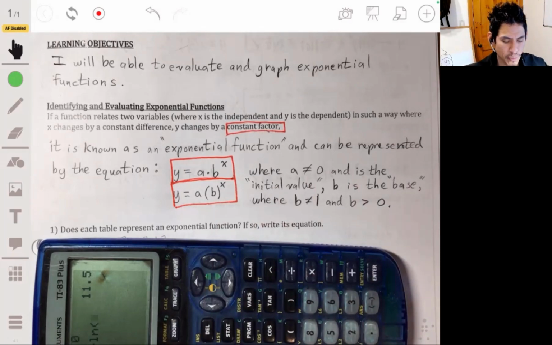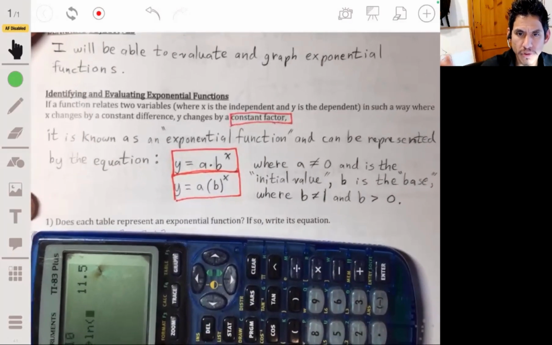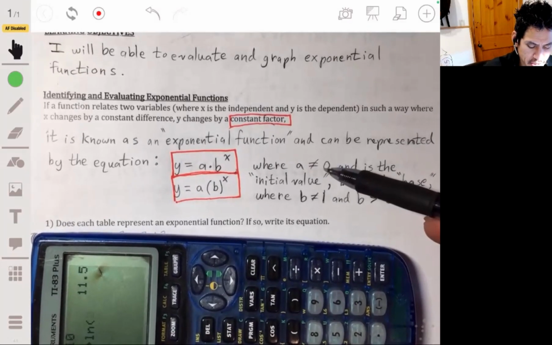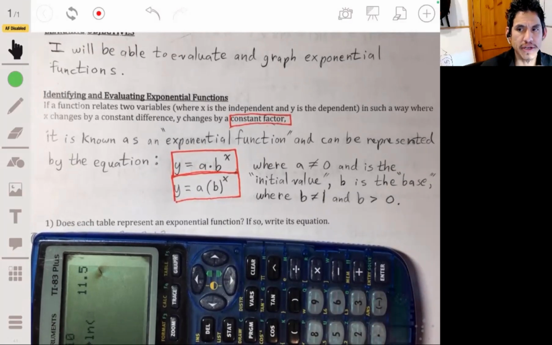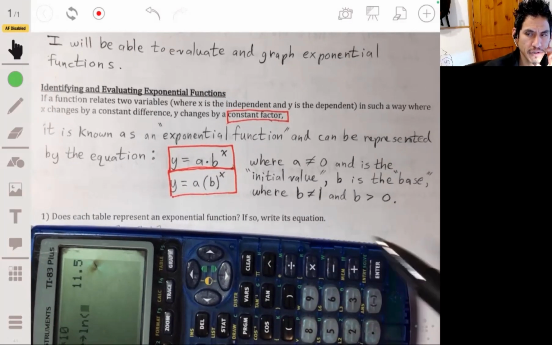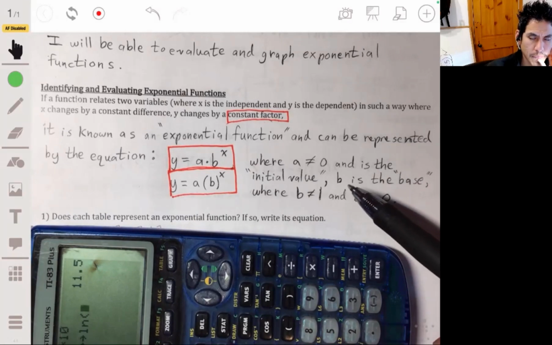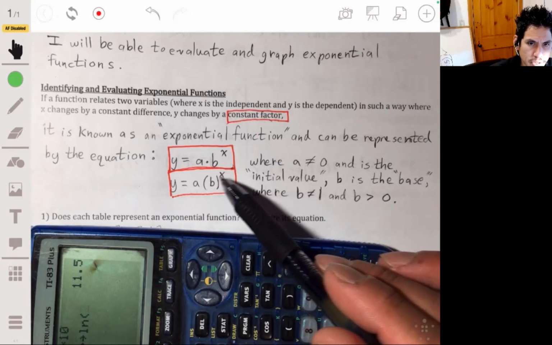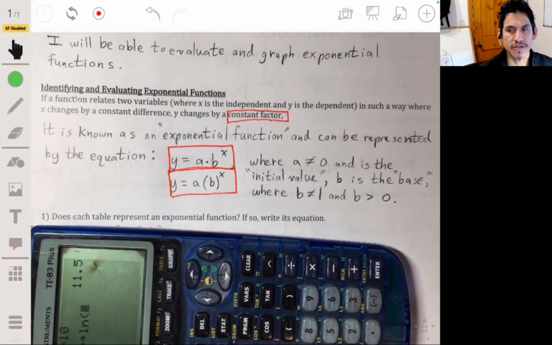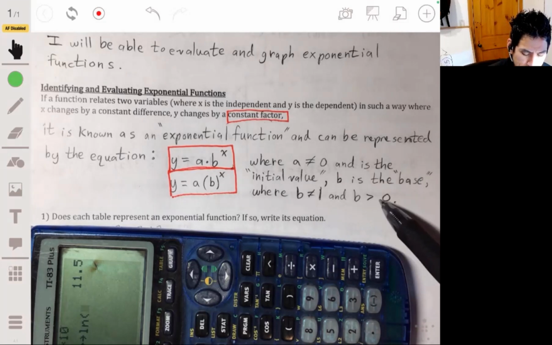And a couple of things are important. We need to make sure that a is never 0, because that wouldn't make sense. If it is, it would just be 0. And a is also going to be the initial value of the function, which I'll explain when we do the first problem. And b is the base, and the base b cannot be equal to 1, because if it was 1, it would just be 1 times 1 times 1 times 1. So it would not change, and so it wouldn't be exponential, which would be pointless. And we're also going to make it so that b has to be positive. So b has to be greater than 0.